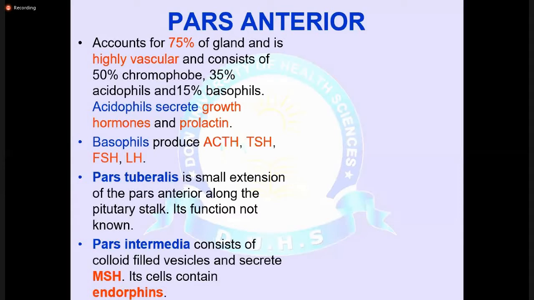The acidophils secrete the growth hormone and the prolactin. The basophils produce the thyroid stimulating hormone, adrenocorticotropic hormone, the follicle stimulating hormone, and the luteinizing hormone. Then the tuberalis is a small extension from the anterior part and does not have any prominent function in human beings. And you have the intermedia that secretes the melanocyte stimulating hormone and the endorphins.